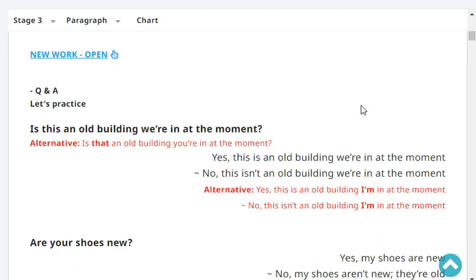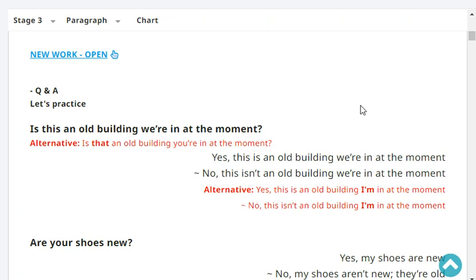Is that an old building you're in at the moment? Yes or no? No, it isn't an old building I'm in at the moment. Very good.